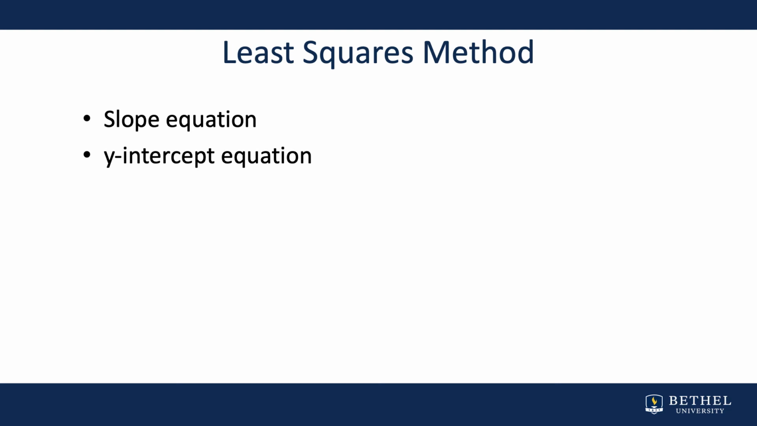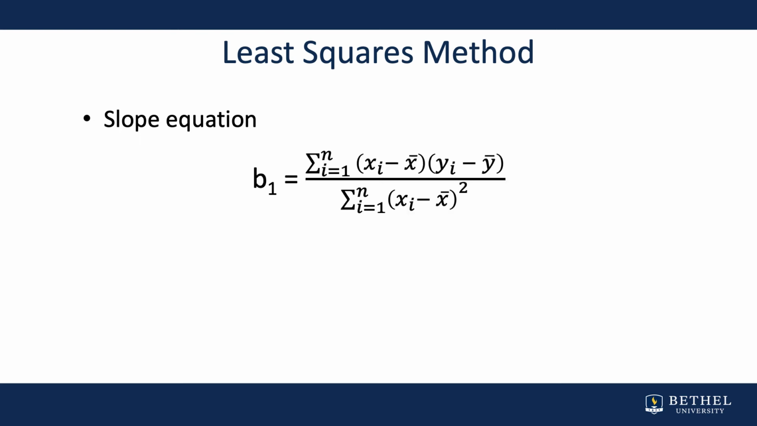In order to use the least squares method with the data that we just presented, we have to build out the slope equation and the intercept equation. The slope equation is b sub 1 equal to the summation of each x value minus the mean of all the x values, times each y value minus the mean of the y values, divided by the summation of each x value minus the mean of x, squared.